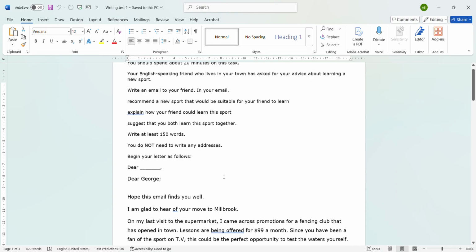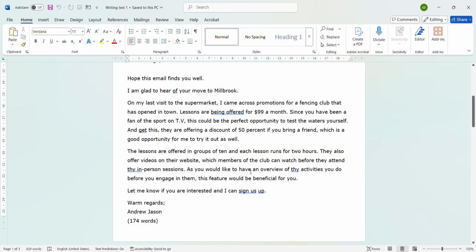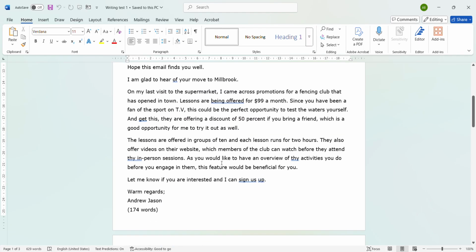This paragraph over here. So recommend a new sport that would be suitable for the third point, explain how your friend could learn this sport. So here I am giving some context about how the friend can learn the sport, and I'm using this point to write and expand my letter even more.